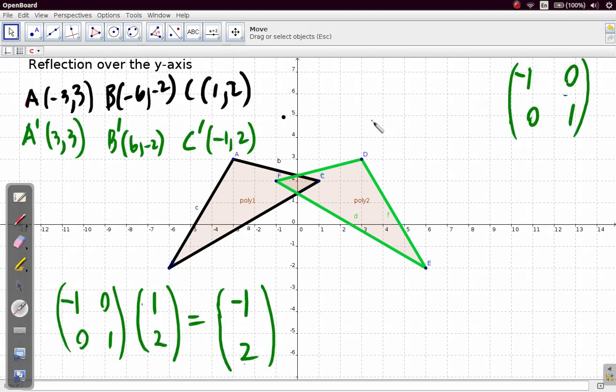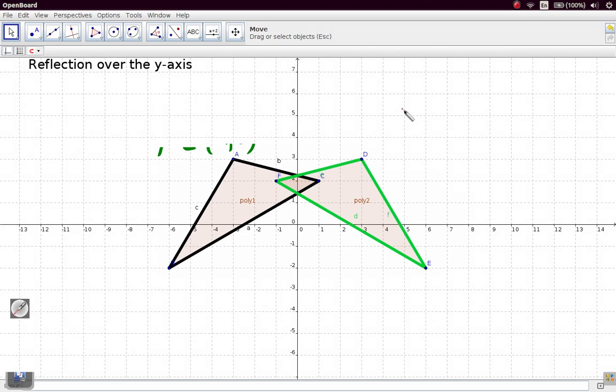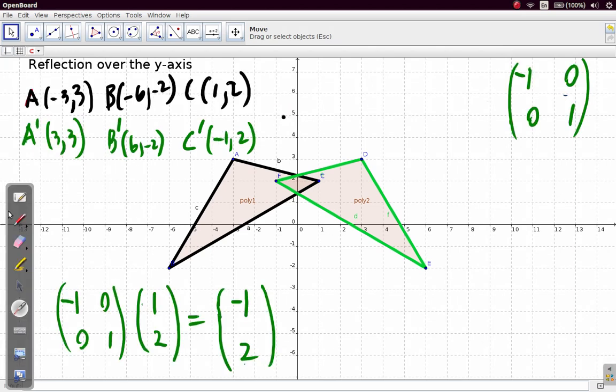All right, that will be it for now for this video regarding reflection over the y-axis. So with these, we have a reflection over the y-axis.